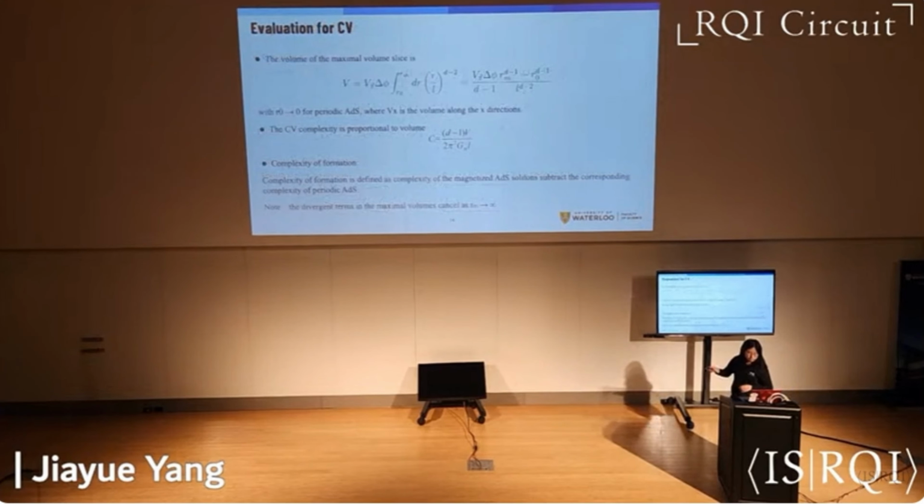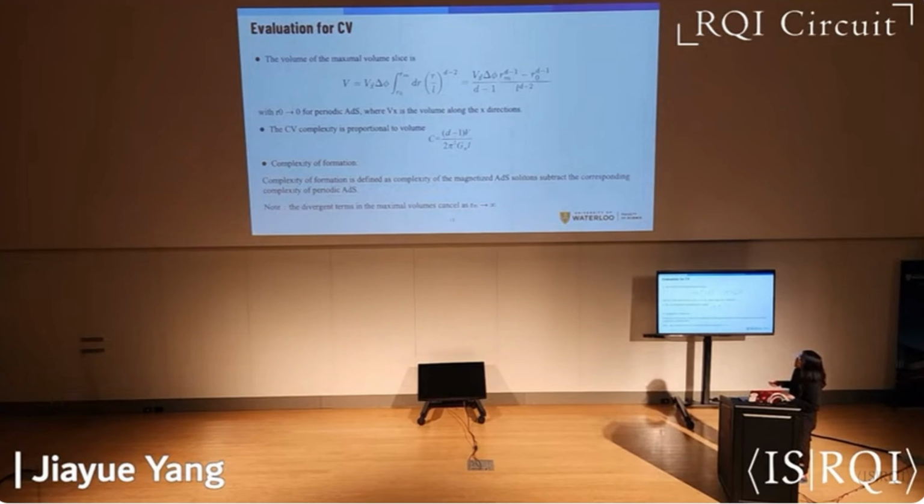Now let's evaluate the complexity using the three different proposals. For the CV conjecture, the volume of the maximum volume slice is just this integral. It's very easy, and as we can see, when R naught equals 0, it is the AdS case. But here is a problem: there is a divergence in this formula, as Rm will approach infinity.